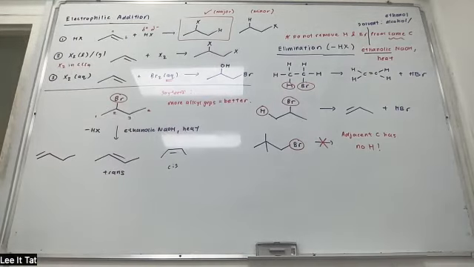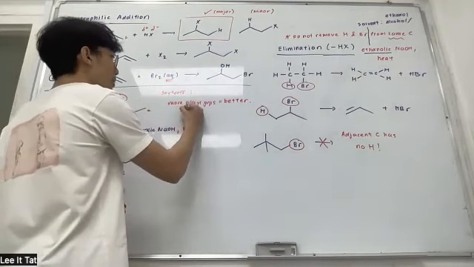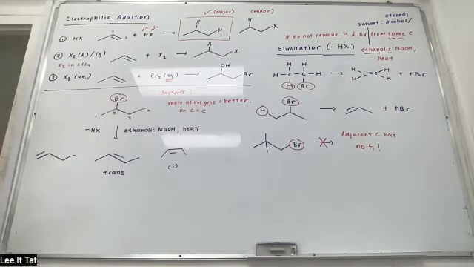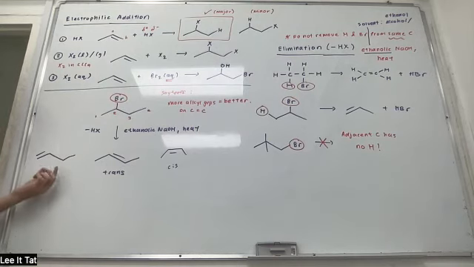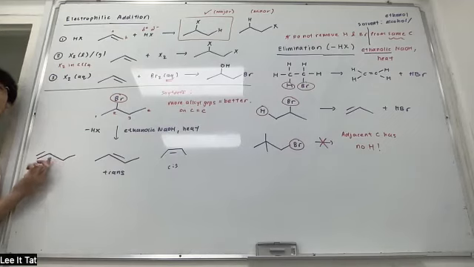More alkyl groups on what? Okay, it's more alkyl groups on the double bond. So guys, let's count now how many alkyl groups are there on each of these structures. Okay, do this with me. On the left structure here, how many alkyl groups are there on the double bond? So look at the double bond here. How many alkyl groups are there?